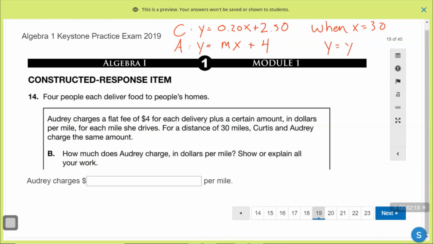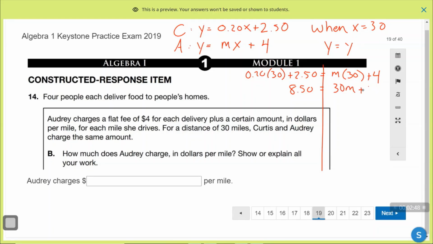In other words, when 0.20 times 30 plus 2.50 is applied here, then we will get the same thing as m times 30 plus 4. And that's something that we can then just solve for m. On the left-hand side, we can just put that all together. We can go 0.2 times 30 plus 2.5, and we get $8.50. And that's equal to 30m plus 4.